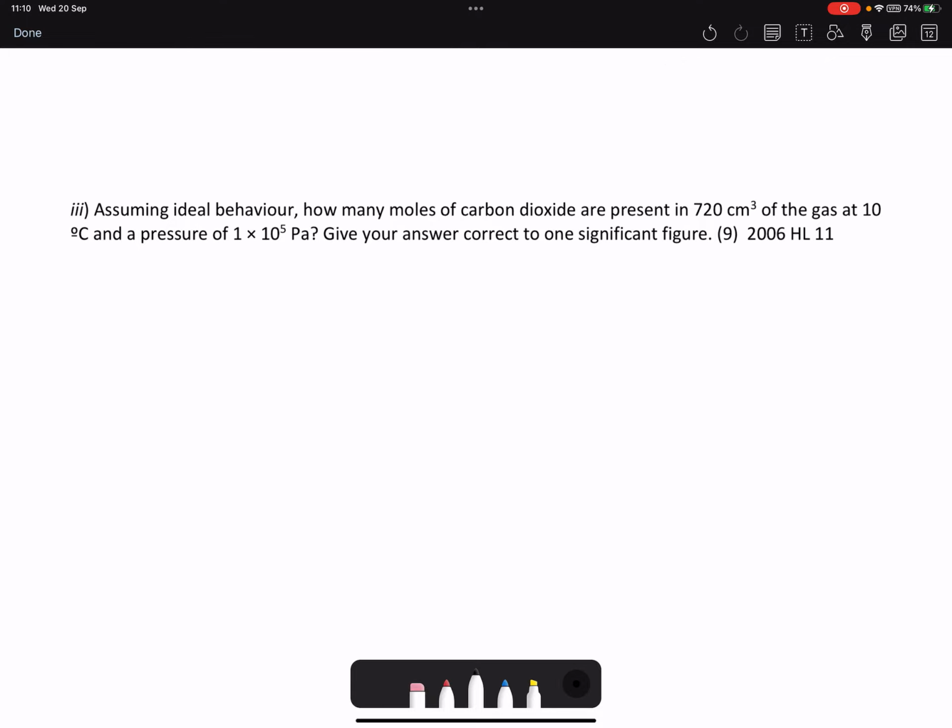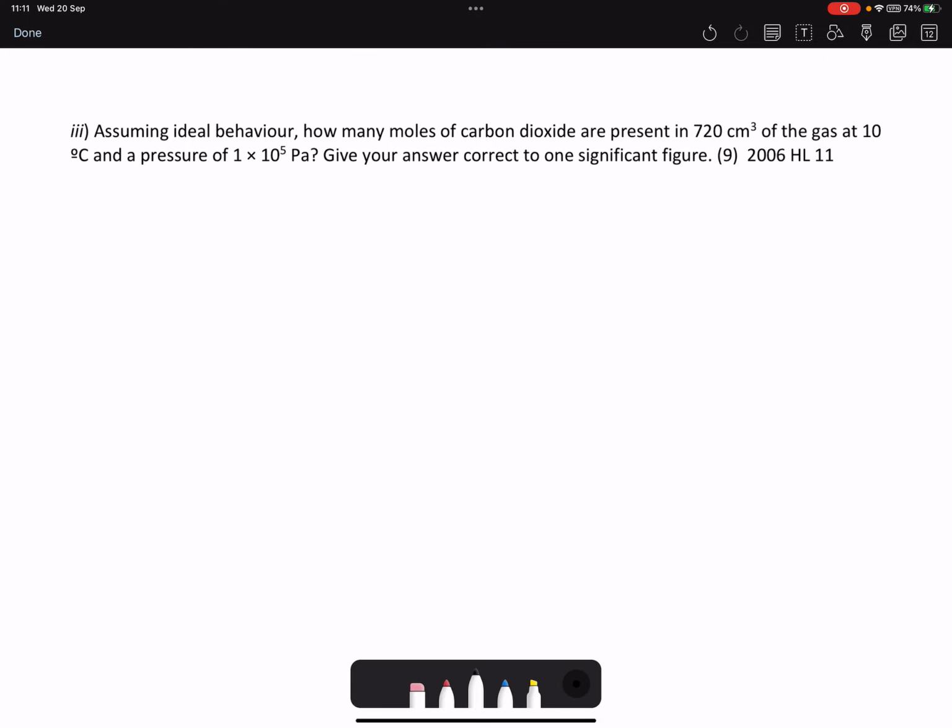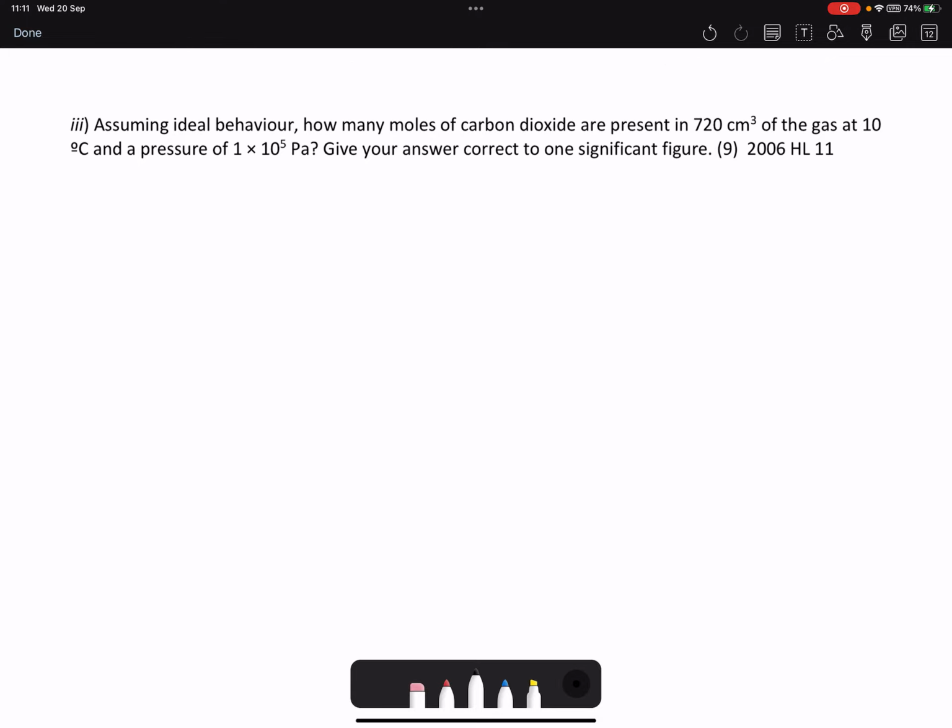Okay, we try another question. So obviously these are all going to be ideal gas equation questions. But if I look at this, how many moles of carbon dioxide are present in 720 centimeters cubed of the gas at 10 degrees and a pressure of 1 by 10 to the 5 pascals? So in this one, we are asked the question, is there pressure, volume, and temperature for a particular gas? There is. So I have volume, I have a temperature, I have a pressure. Is there details for a second gas? There is not. So I am now using my PV is equal to nRT.